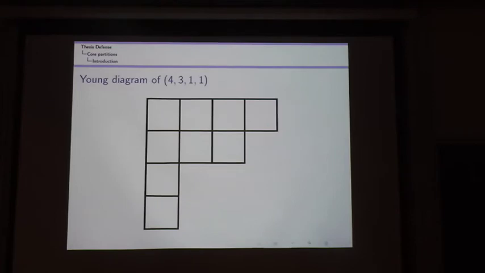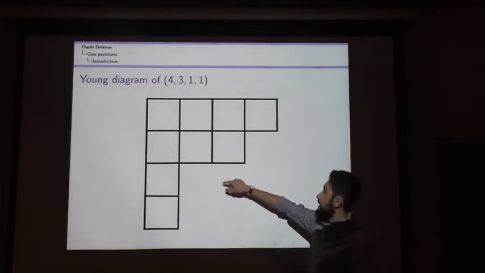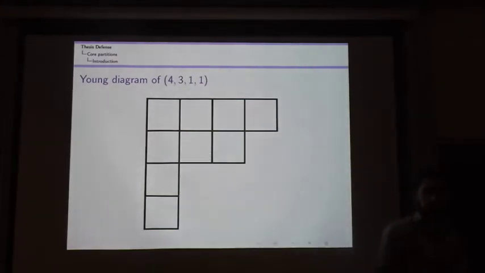So once you have your partition, 4, 3, 1, 1, for example, you can make your Young diagram. You just put in the ith row, or in the first row here, I'll put 4 boxes, and then the second row is 3 boxes, and so on. So your Young diagram is a way to graphically represent a partition.